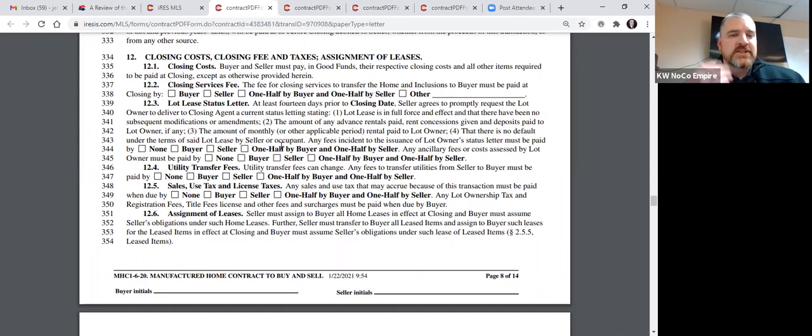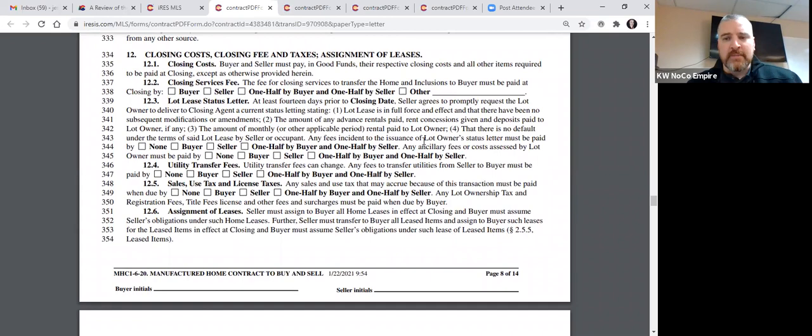Okay, so similar concept to an HOA status letter. It's just regarding the lot lease. And then who's going to pay for it? Buyer, seller, half and half, someone else. Any ancillary fees or costs assessed by the lot owner have to be paid by who? Okay, so it doesn't matter. There's no right or wrong. Pick whichever one. You can split them however you want to do it. That's fine. If there's a checkbox in the contract, it's okay to pick.